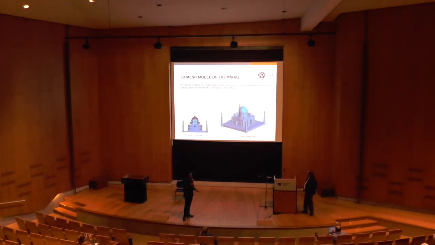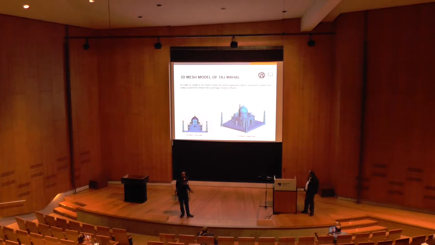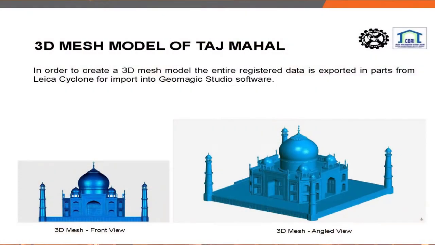Now the 3D mesh model. Apart from that, we have used Geomagic Studio for creating a 3D mesh of the Taj Mahal. As Geomagic was not able to handle a lot of data all at once, we exported the data part by part, some of 300 MBs, some of 800 MBs, and then all were imported once again to Geomagic, and then we were able to create a mesh for that.